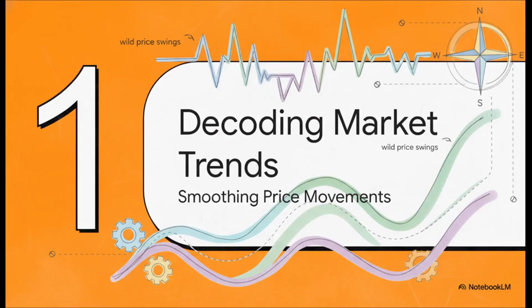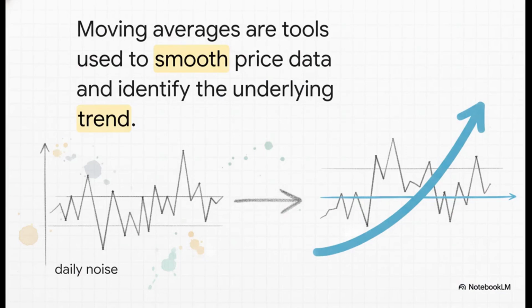Okay, first up, decoding market trends. The whole idea here is to find a way to smooth out all those crazy price swings so we can actually see clearly what the market is trying to do. And that's exactly what moving averages are for. They're basically these awesome tools that take all that messy price data and turn it into one smooth, easy-to-read line. This line is what lets us see the underlying trend without getting sidetracked by all the daily noise. So let's look at the two most popular types, starting with the classic.